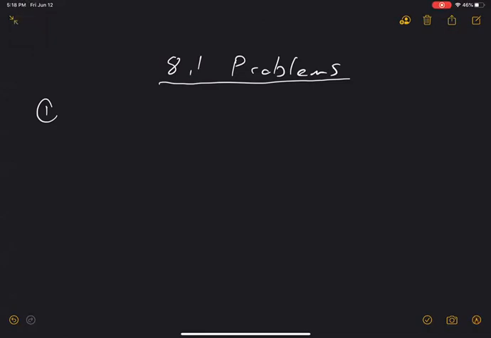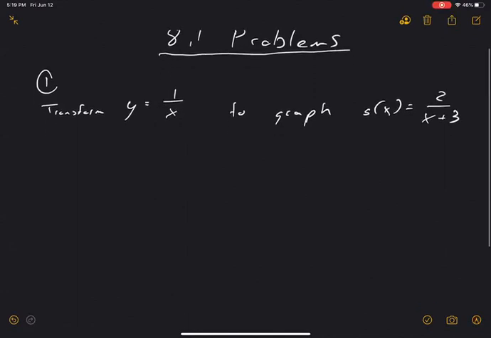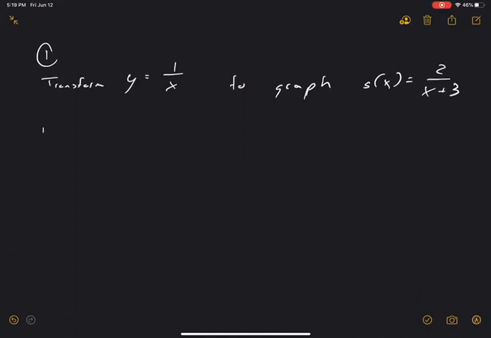what they want us to do is use transformations of the graph of y equals 1 over x, to transform y equals 1 over x to graph something else. You might have a different example, but what I have is s of x equals 2 over x plus 3. Okay, so what does this mean? I put my little square, that means I'm starting my problem.